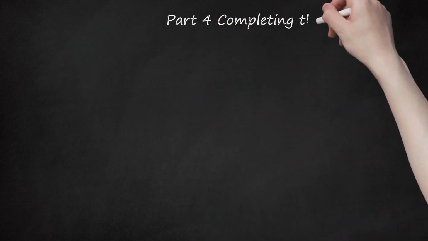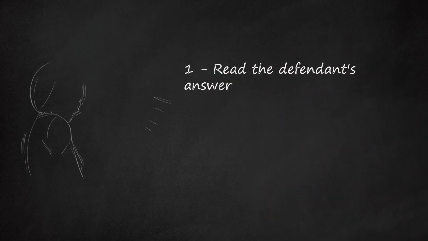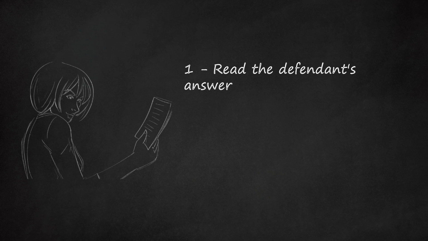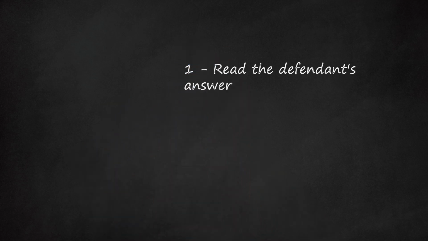Part 4. Completing the legal process. 1. Read the defendant's answer. After your lawsuit is filed, the defendant will have 21 days to respond. In the defendant's response, often called an answer, the defendant will admit or deny the allegations you made in your complaint. In addition, the defendant may make counterclaims or may file motions to try and have the case dismissed. When you get served with the defendant's answer, read through it with your attorney. Talk together and determine the best course of action moving forward. If the defendant filed any counterclaims or motions, you will have to respond to them.